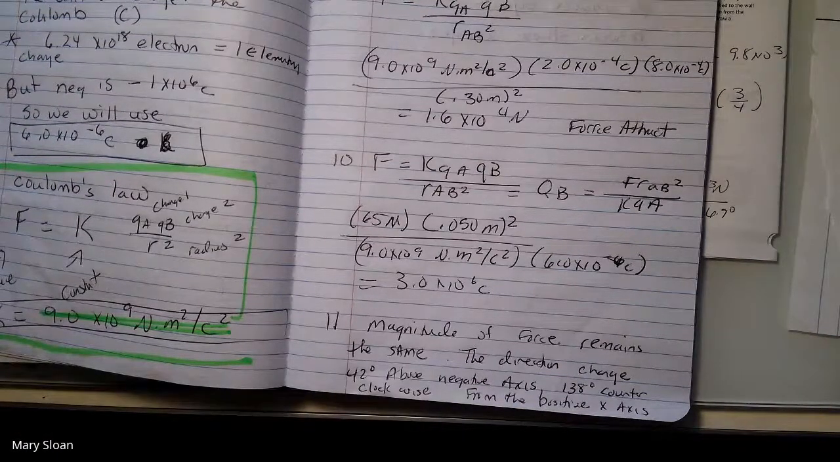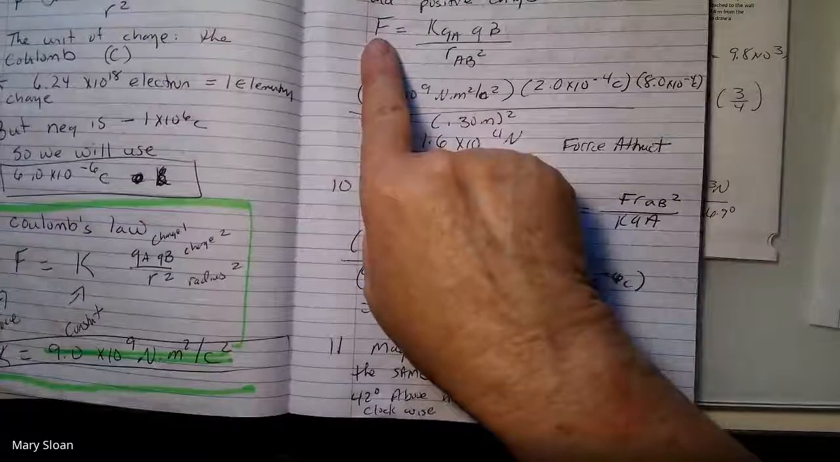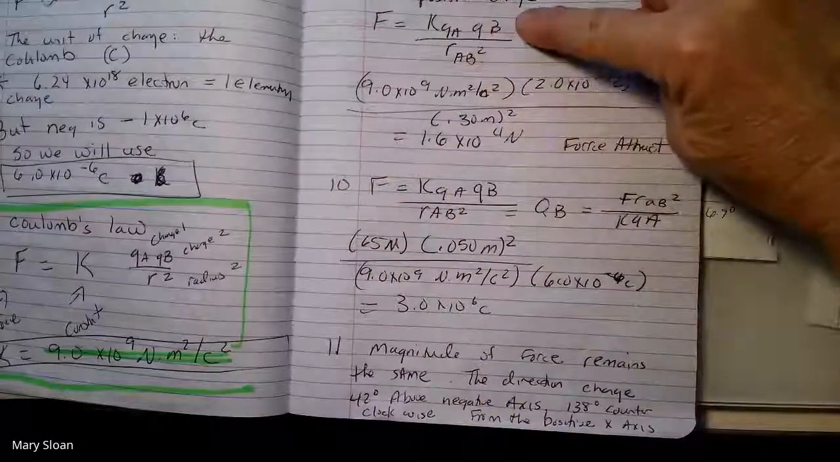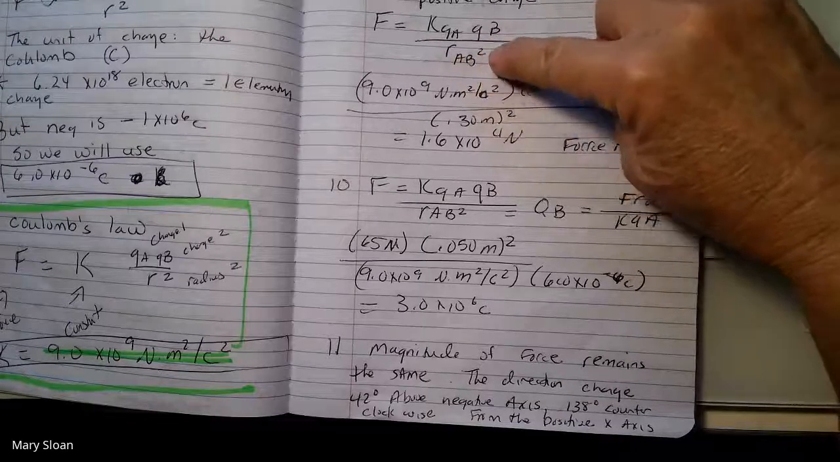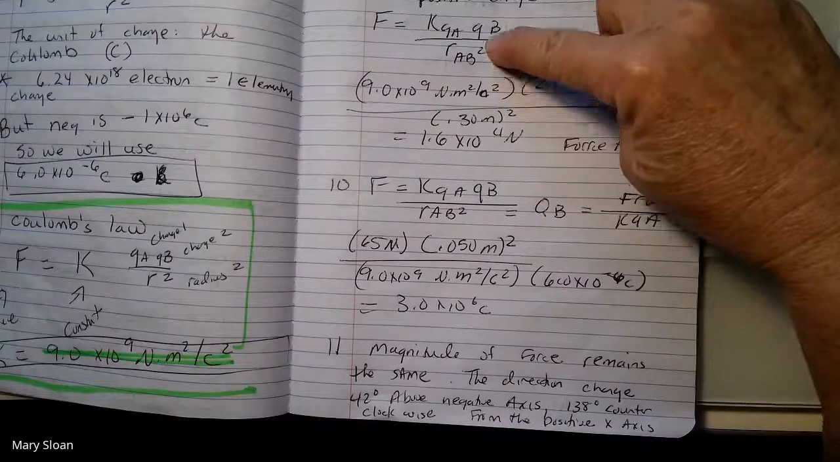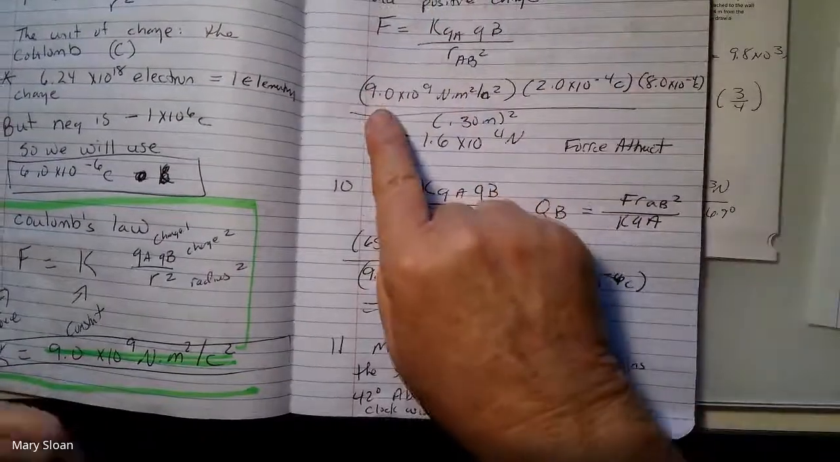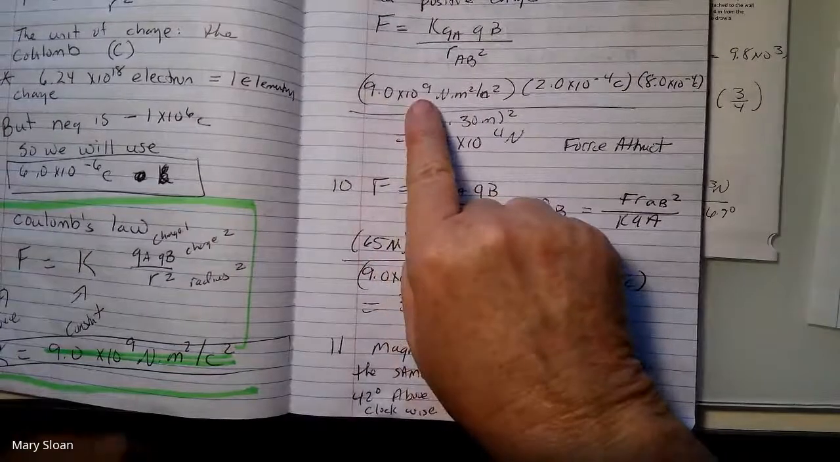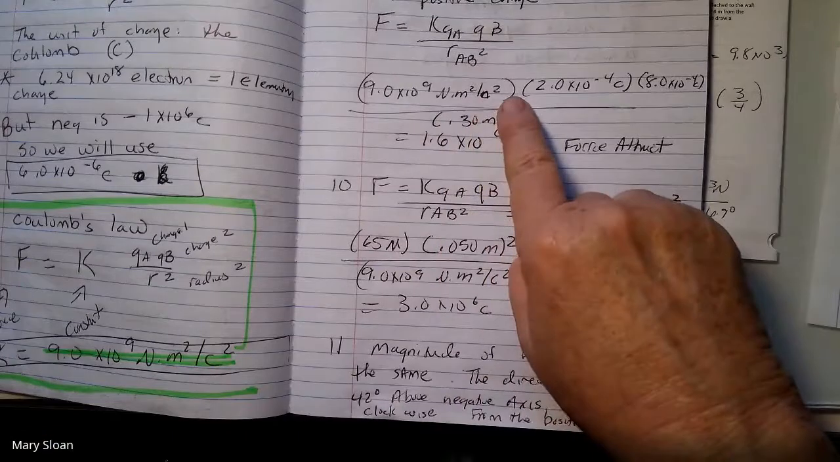To do that, you first have to say, all right, my force equals K times QA times QB divided by R_AB squared. I look back at my problem, and I know that my K constant, which is down here, is 9.0 times 10 to the 9th newton meters squared divided by coulomb squared.